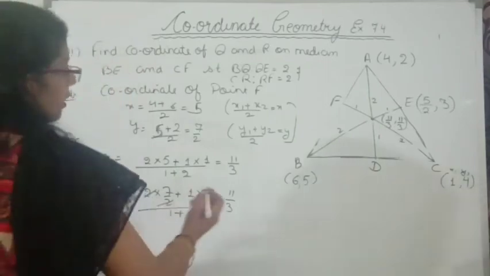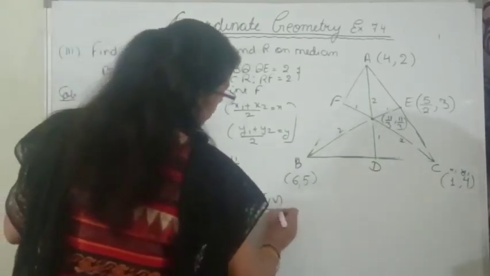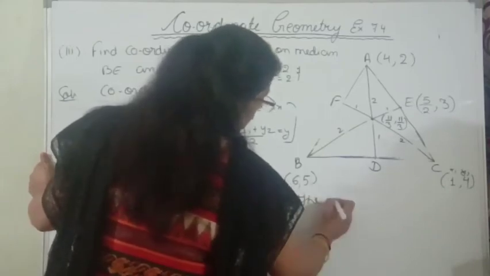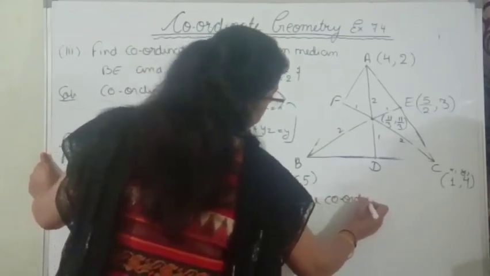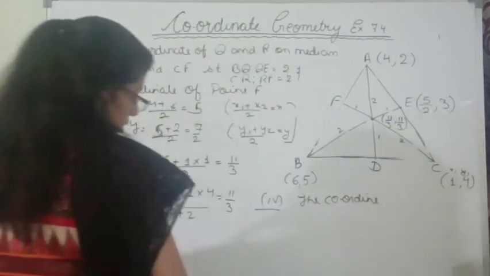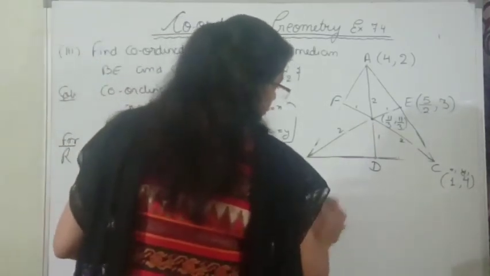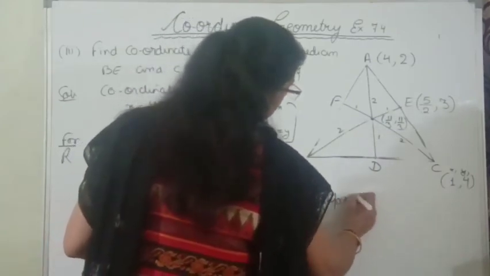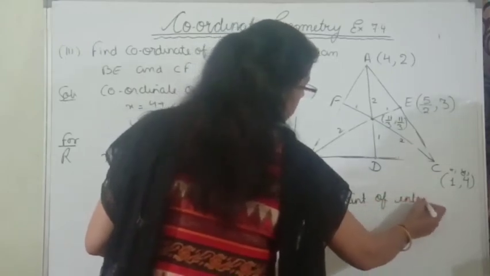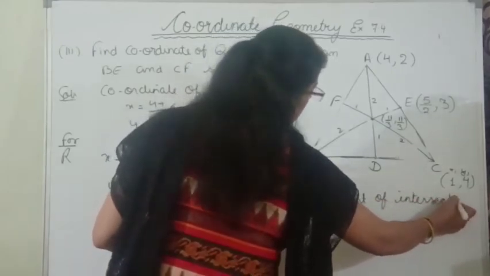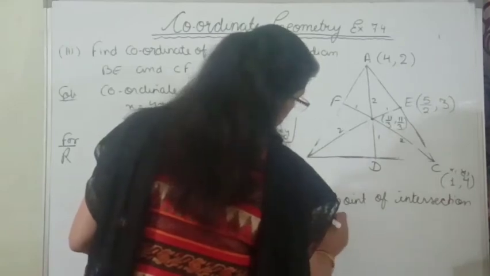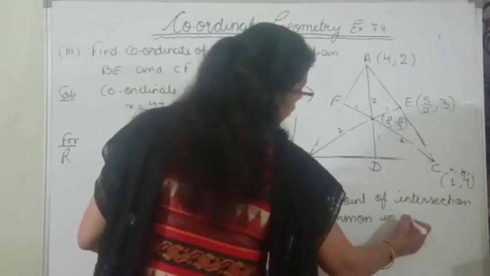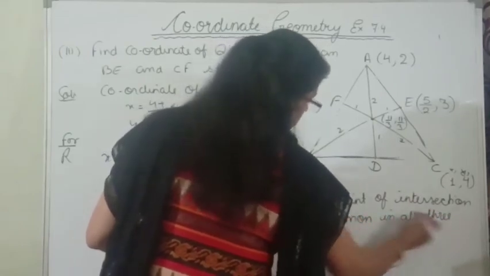In the fourth part it is asked, what do you observe? So we observe the point is common. The point of intersection is common in all three medians. So we will write the point of intersection is common or same in all three medians.